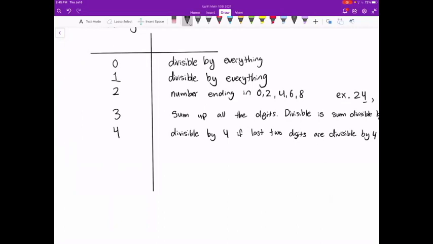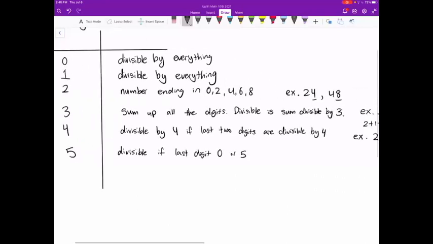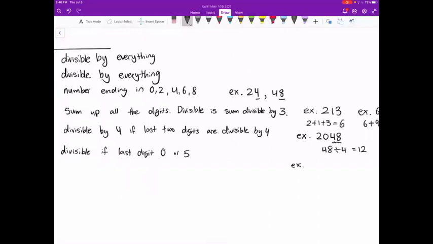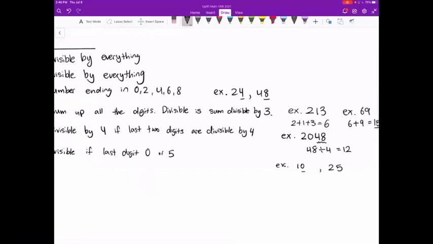So now we're going to move to the divisibility rule for 5. For 5, the number is divisible by 5 if the last digit is 0 or 5. As an example, we have 10. Since 10 ends in a 0, it satisfies the divisibility rule for 5. Another example would be 25. Since the last digit is a 5, it is also divisible by 5.